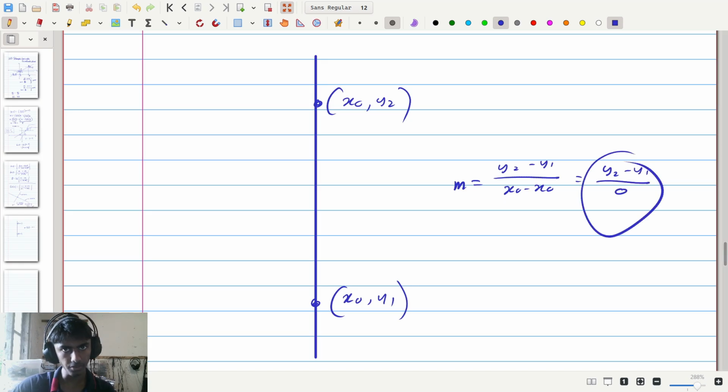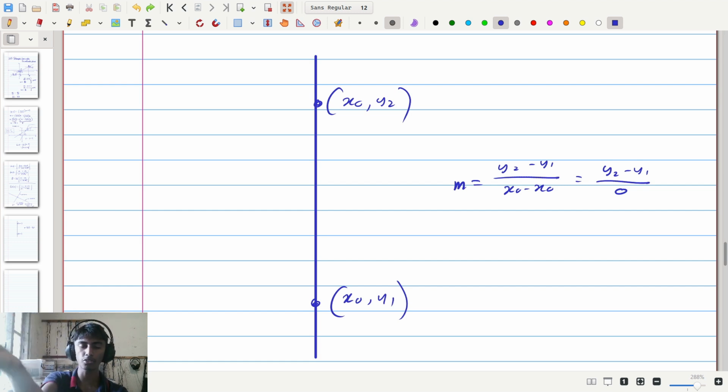We have a divide by 0 here. This is not allowed. It should not happen. What is actually happening here is that as we make this line steeper and steeper, its gradient is going to approach infinity. If we go from a positive gradient, it's going to approach positive infinity. If we go with a line with a negative gradient, it's going to approach negative infinity. But what's happening here is that as we approach a vertical line, our gradient is going to go to infinity.